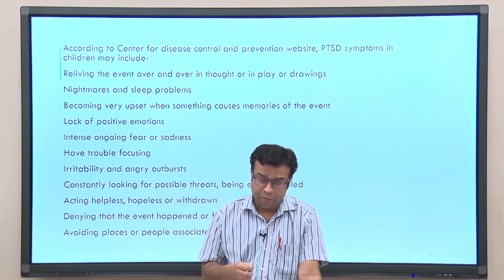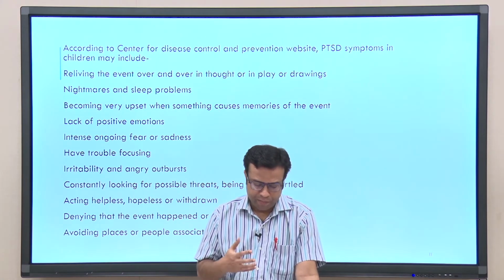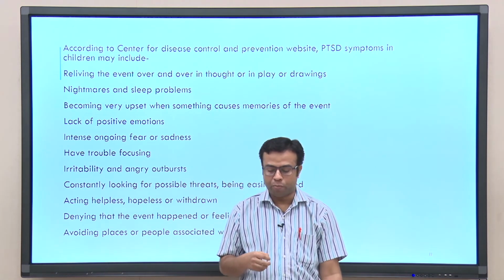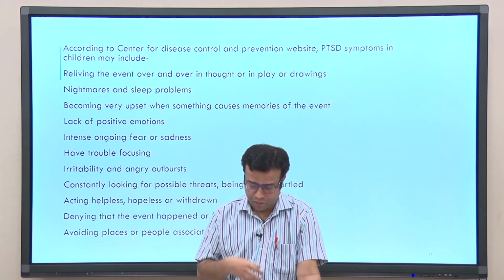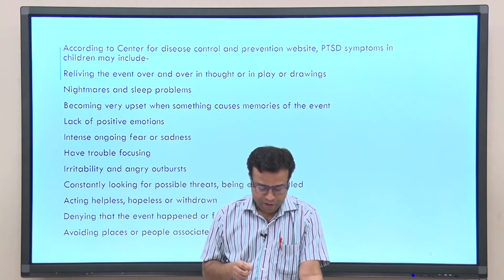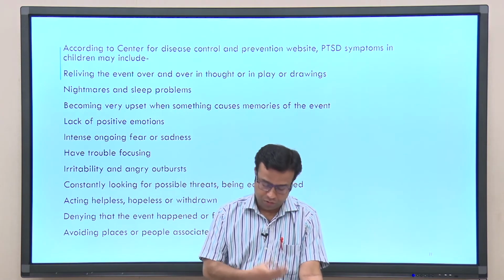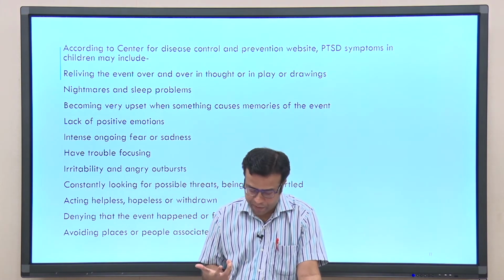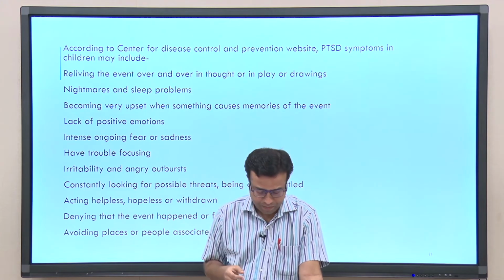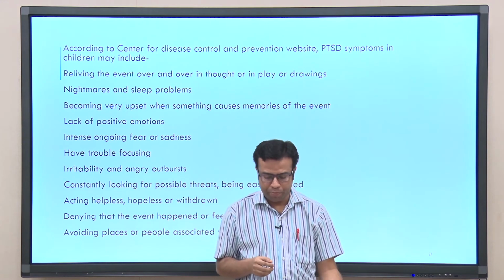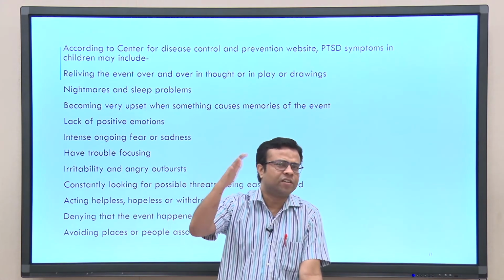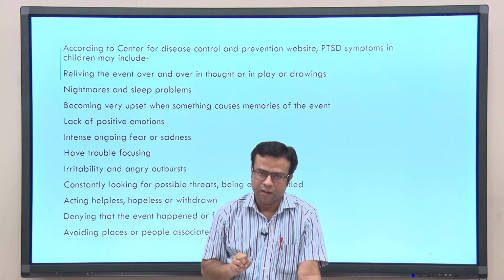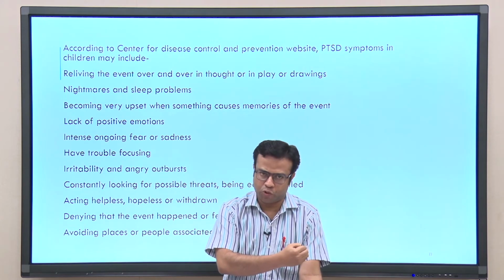They may have trouble focusing or concentrating. They may also show irritability and angry outbursts. They may also be constantly looking for possible threats, being easily startled, which is a symptom of hyperarousal. They may also act helpless, hopeless or withdrawn, not doing many activities. Sometimes they may deny that the event has happened, or they feel numb. They may also avoid places or people associated with the event. So, all these diverse symptoms are possible. Many of them are under those typical clusters of PTSD, but children may show many additional symptoms beyond those also.